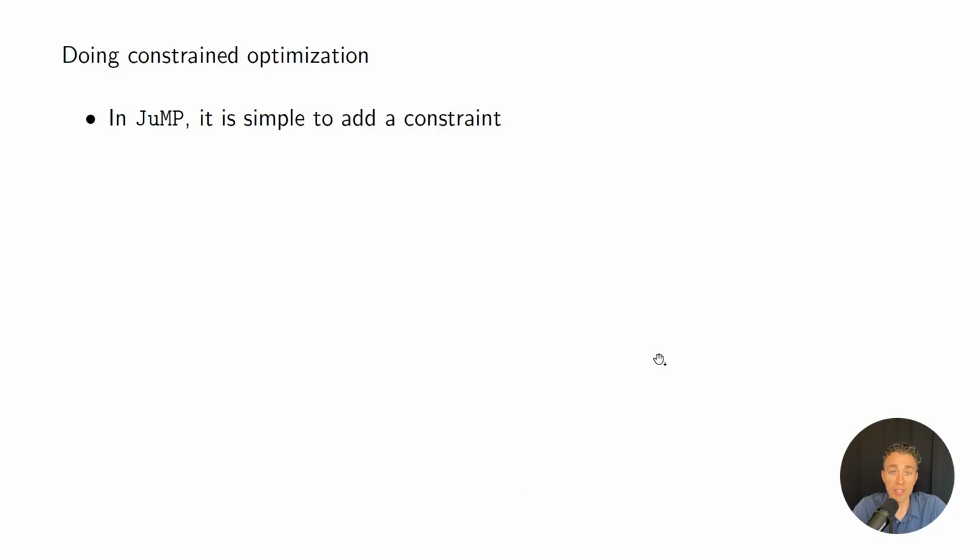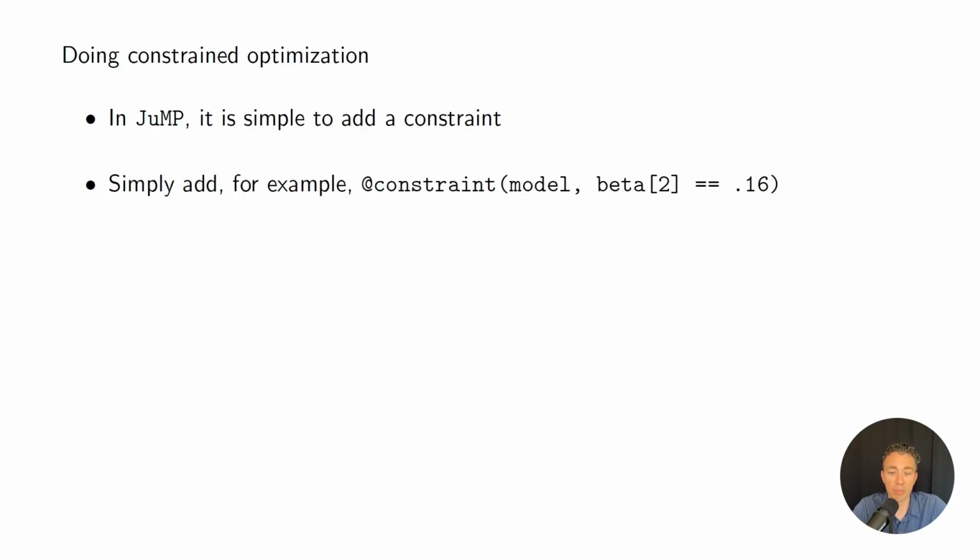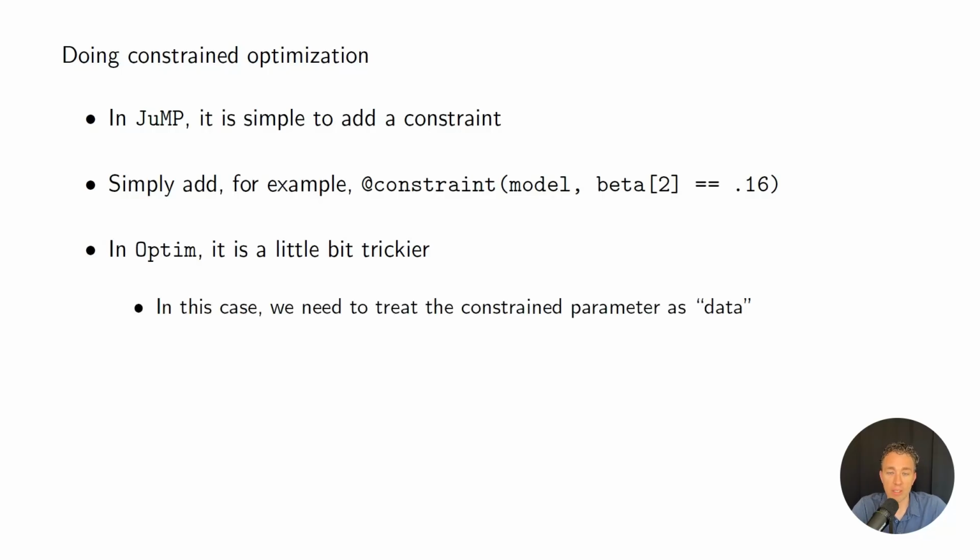As we showed in the last video in the demonstration, it's very easy to add a constraint to JuMP. In particular, we added just one or two lines that imposed the constraints that we had in mind. But this is trickier to do if we're doing Optim.jl. And we need to basically treat the constrained parameter as data instead of a parameter to be optimized. And so that can be a little bit tricky from a coding perspective.